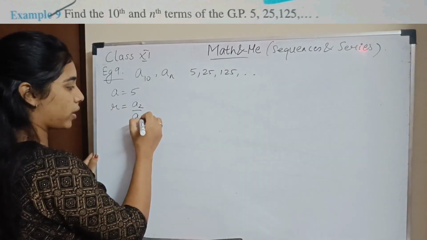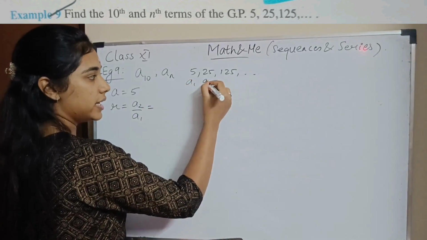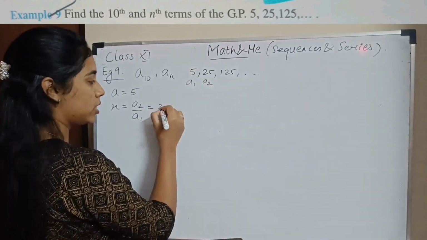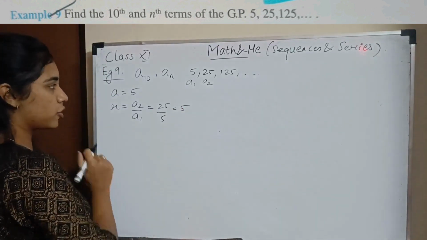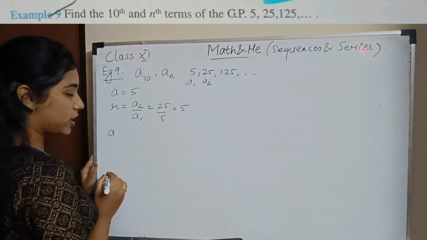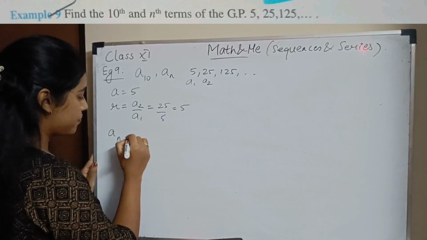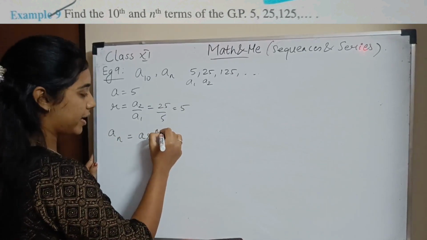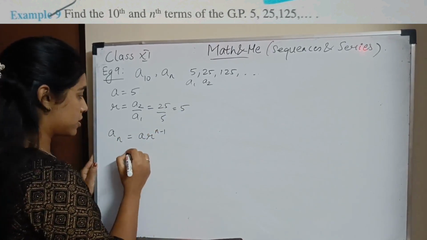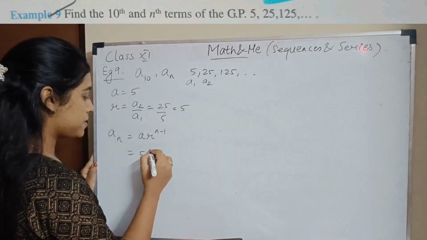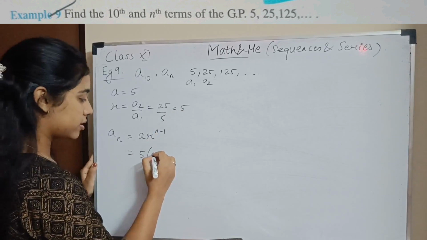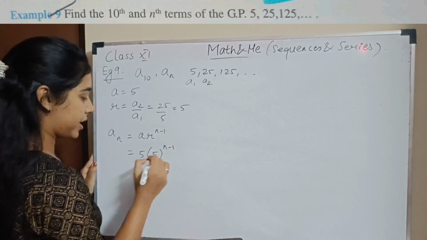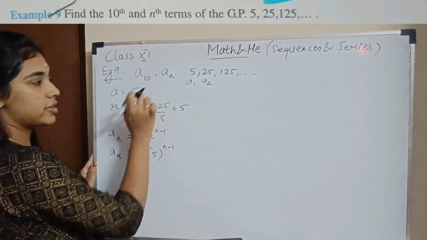A2 by A1. This is A1, this is A2. So A2 by A1 is 25 by 5, which is 5. So you know the first term, you know the common ratio. What is the formula to find the nth term? A R to the n minus 1. So what is it? 5 times, what is your R? 5 to the n minus 1. This is your nth term.